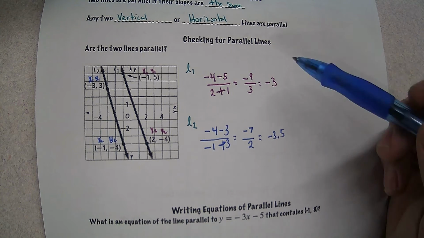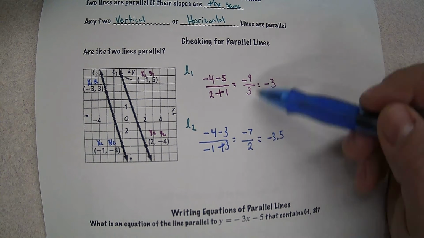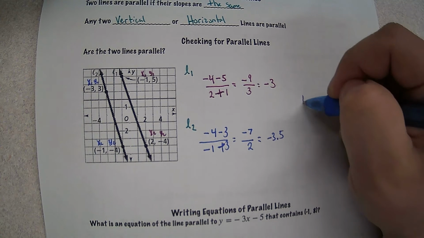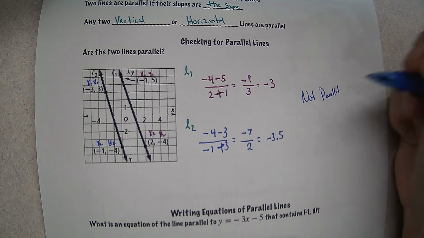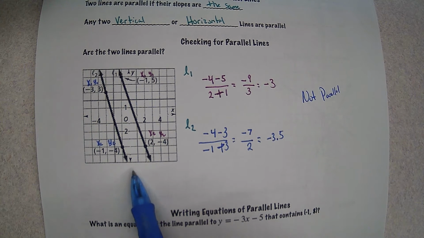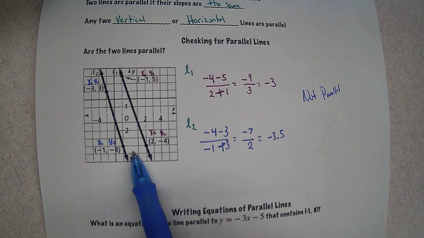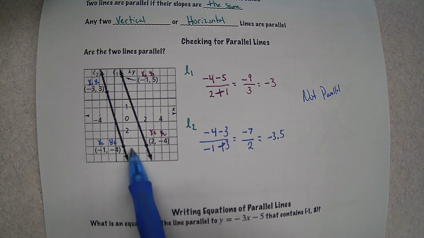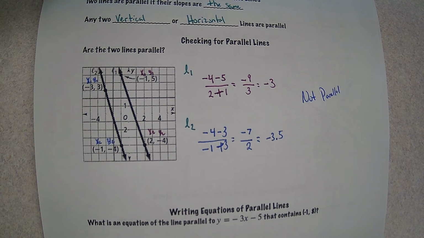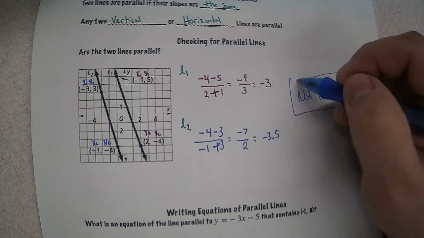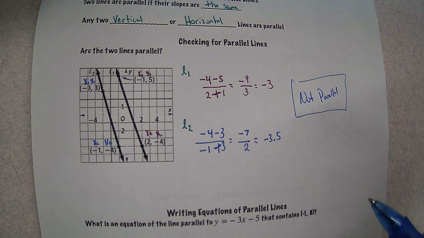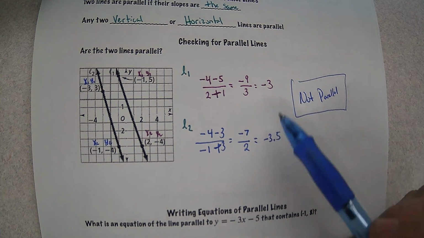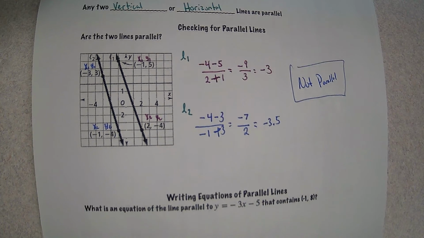And we notice that these slopes are not the same, so that means these lines are not parallel. Even though they kind of look like it, if I look really close, you can kind of see they're farther apart down here than they are up here. So these lines are not parallel because the slopes are not the same. In order for them to be parallel, these slopes would have to be exactly the same.